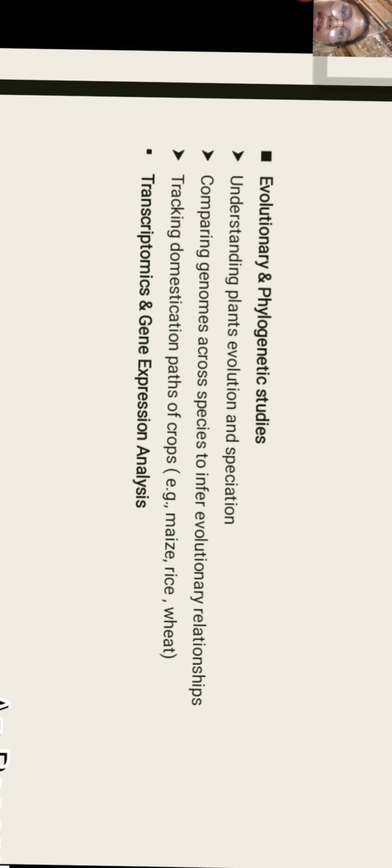And the next is transcriptomics and gene expression analysis. Meaning studying which genes are turned on or turned off in a plant. So that means the turn on or turn off is active and non-active. Transcriptomics is like checking which of a plant's genes are awake and working. It helps us know what the plant is doing at the moment.